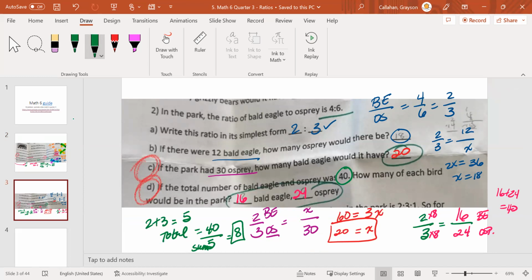All right, so take a look at number 2. Or number 3. Go ahead and read number 3.